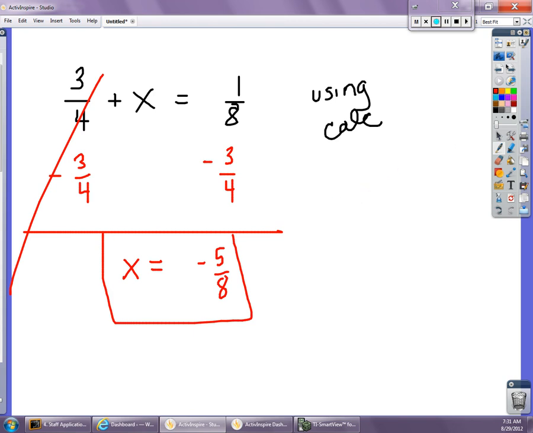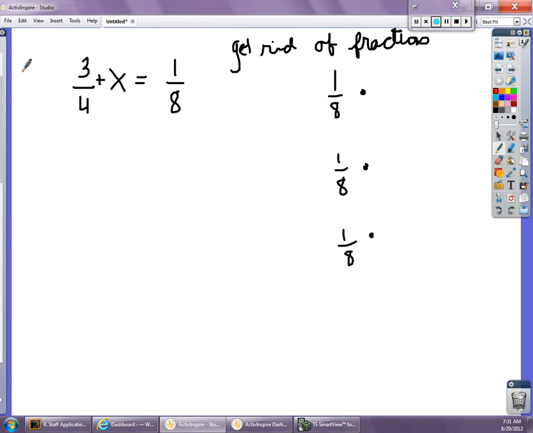And the final way that we can solve this same problem, 3/4 plus x equals -1/8, is to get rid of the fractions. Now, because you have an equation, it only works if you have an equation. You're allowed to do whatever you want to both sides of the equation. As long as you do it to one side and do it to the other, you're going to keep your equation balanced.